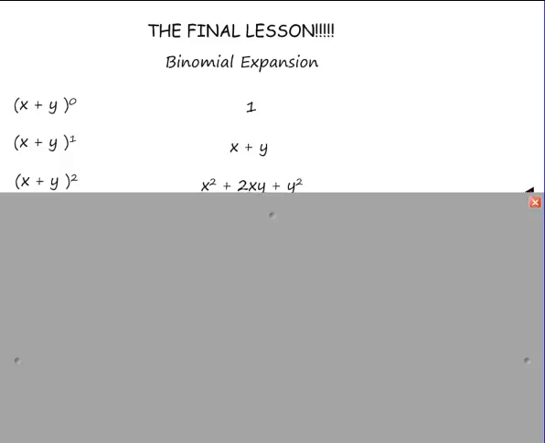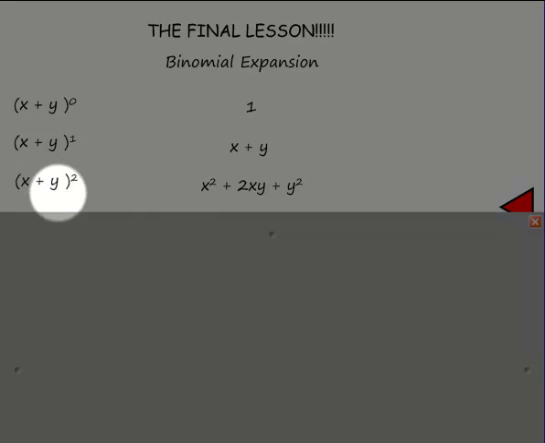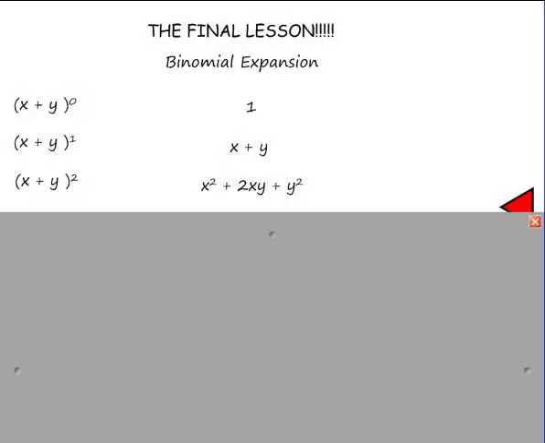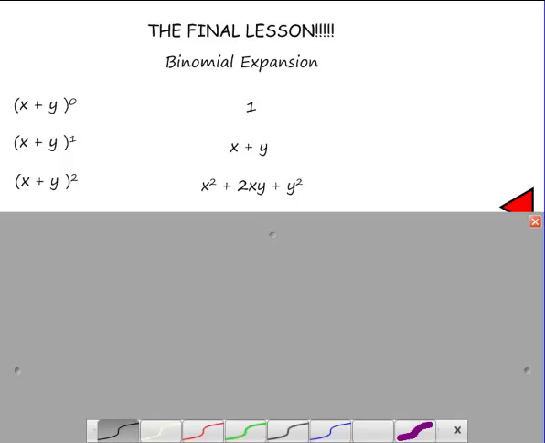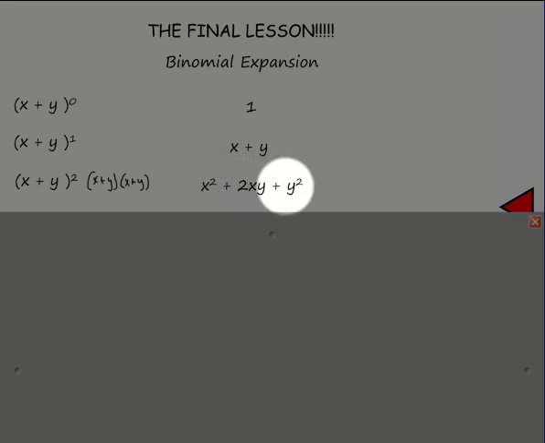You guessed it. We're going to keep the expansion going, and we're going to take x plus y and raise it to the second power. It's expansion. In other words, what do we get when we take x plus y and multiply it by x plus y? We expand it, and we get x squared plus 2xy plus y squared.